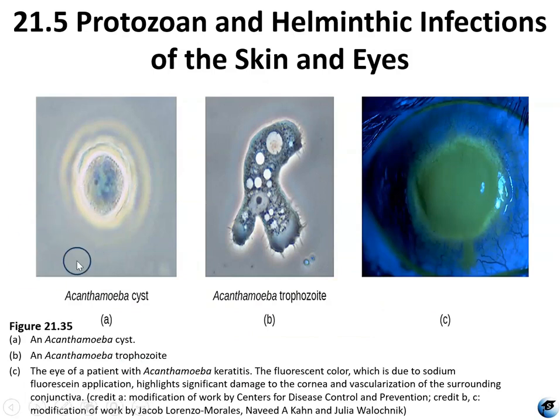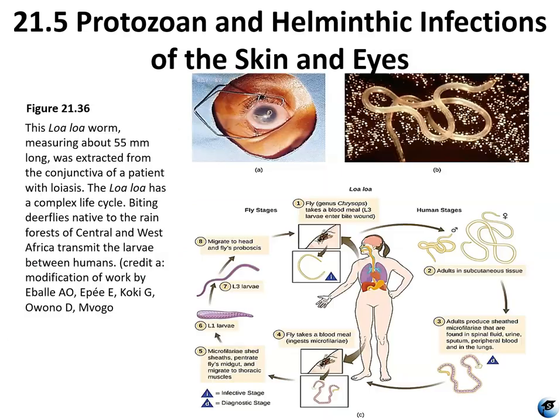So these are these different life stages under the electron microscope. This is the cyst, the trophozoite, and then this is an eye of a patient that was infected, the keratitis. This fluorescent color that you see is what you can observe after there's been an application of sodium fluorescein, and this image really shows you the damage that's been done to the cornea and the blood vessels surrounding the cornea here.